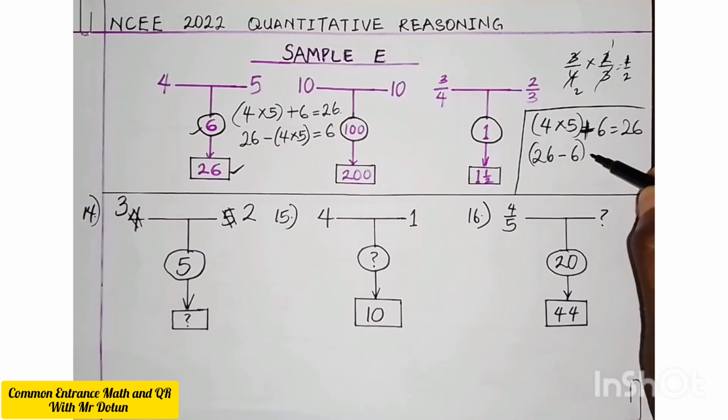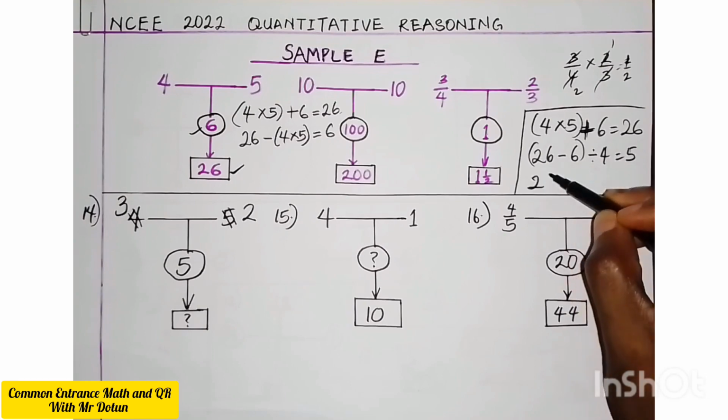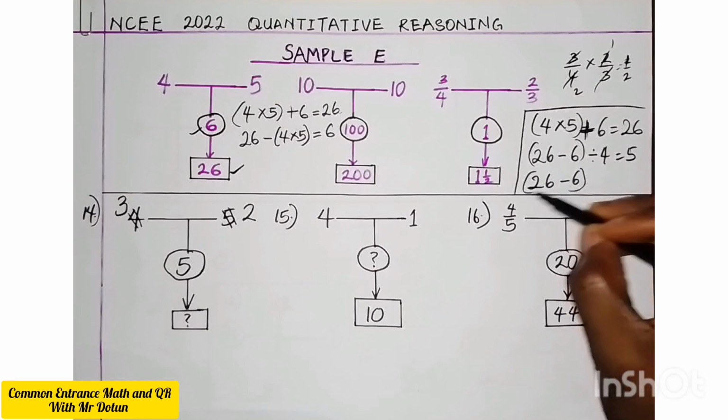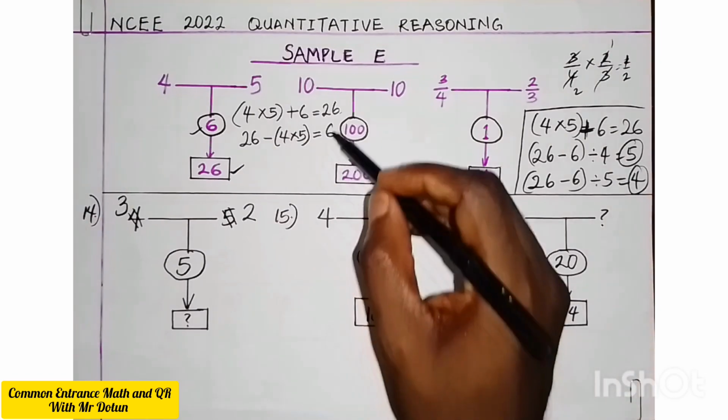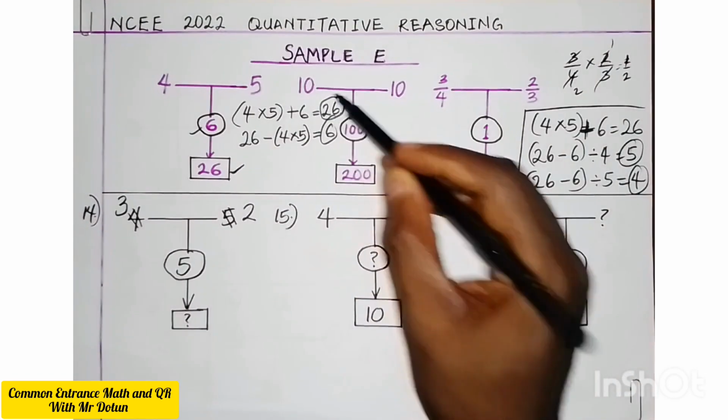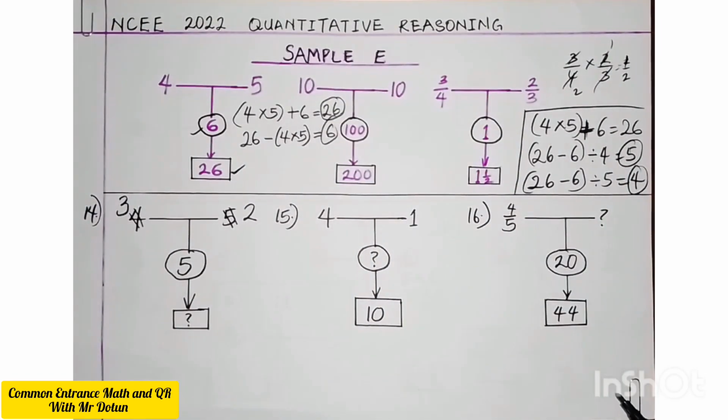Division. So I'll divide by 4, I'll get 5. So let's try that out. 26 minus 6 is 20, and 20 divided by 4 is 5. So the same thing we do: 26 minus 6 first, then we divide it by 5, we have 4. So with this, we have written the formula for each of the pots, the 4 pots that we have.